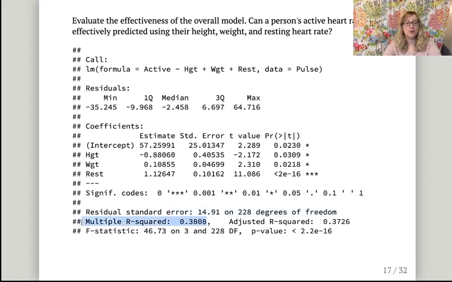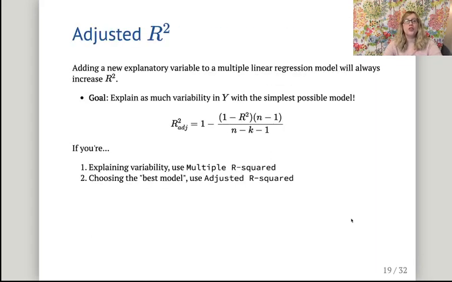This multiple R-squared represents the squared correlation between the predicted value and the observed value. This adjusted R-squared is weighted downward based on the number of variables. When you're trying to explain the variability of your model, keep with this multiple R-squared. However, if you're ever in a situation where you're trying to choose between models, that's where we might recommend using adjusted R-squared as a selection method instead.